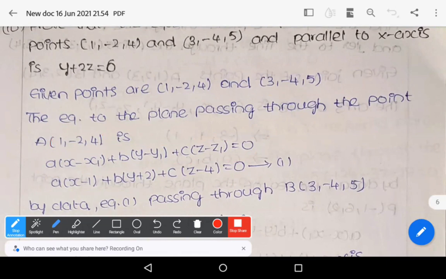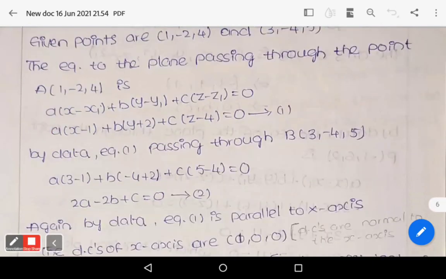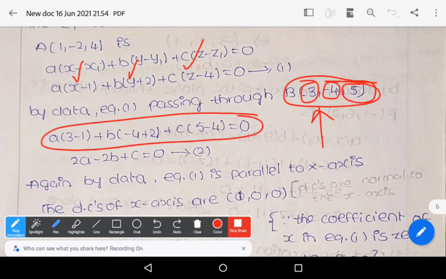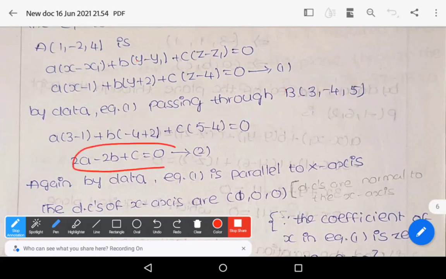So equation 1. Also by data, the same equation 1 passes through another point 3, minus 4, 5. So replace the variables x, y, z by the coordinates of B: x replaced by 3, y replaced by minus 4, z replaced by 5. You get this equation: a into 3 minus 1 plus b into minus 4 plus 2 plus c into 5 minus 4 is equal to 0. You get 2a minus 2b plus c is equal to 0.